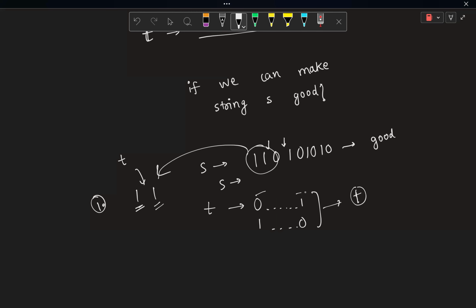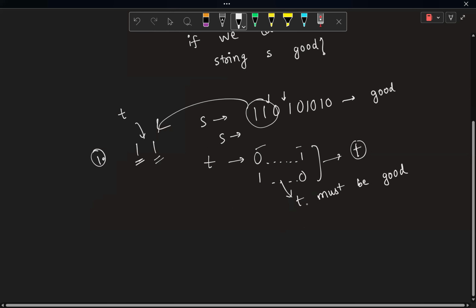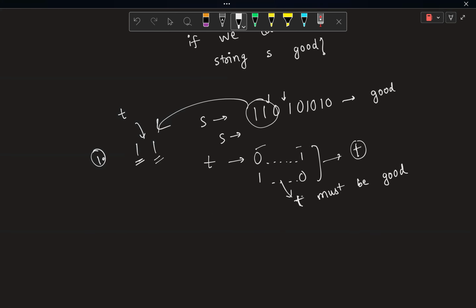And the next point, which even Sahil pointed out here, is that string t must be good in itself. If string t is not good, in that case, again, it doesn't make any sense to insert string t because it is not good in itself. So it will just make your string s bad.